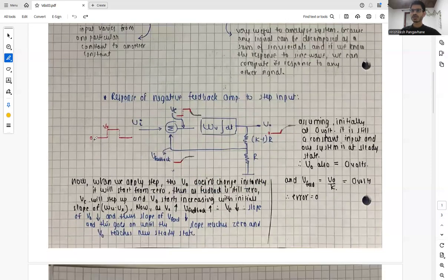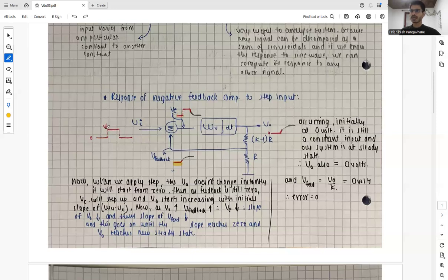the step input. So we have a step input where, let's say, from 0 constant voltage it goes to Vx constant voltage, and we are providing it as Vi to our system. Assuming initially it is at 0 volt, it is still a constant input and our system is at steady state. So V naught will also be 0 initially, and if V naught is 0, the V feedback will also be 0 initially, and the error will also be 0 initially.